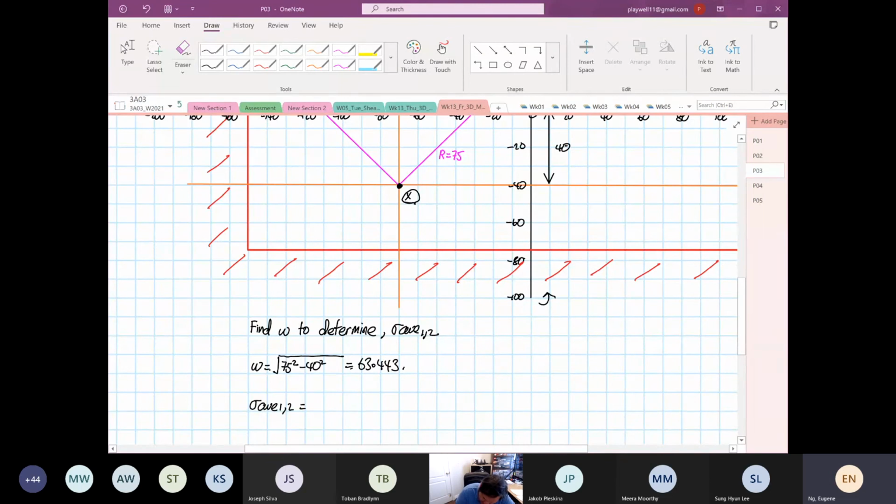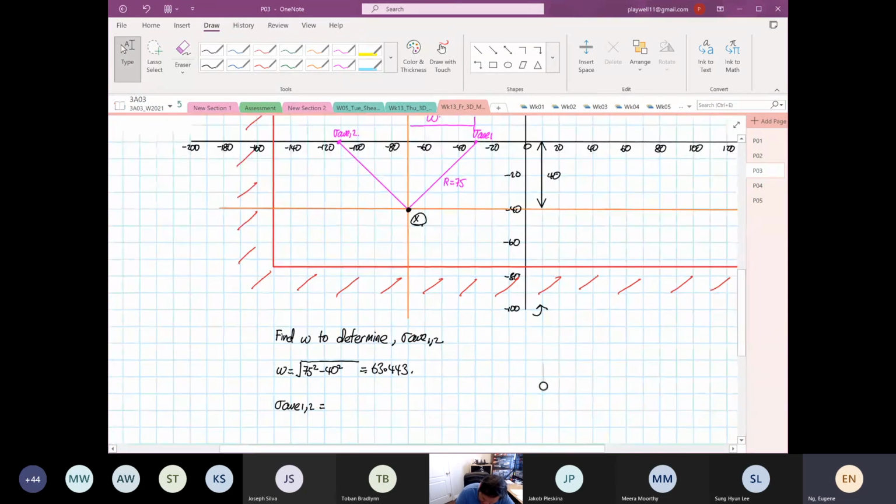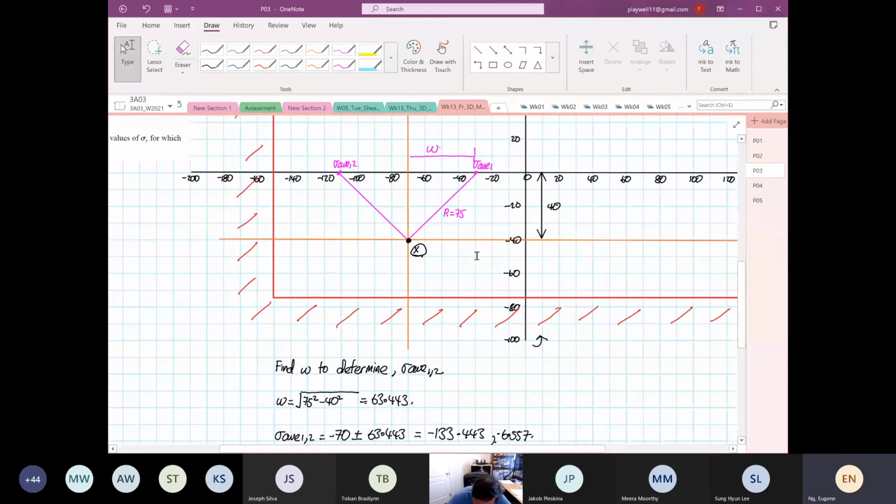So it's equal to minus 70, right? We know that it's from point X, minus 70 plus or minus 63.443. Okay, so minus 70 minus 63.443 is at one point the stress average, minus 133.443, and the other one is minus 70 plus 63.443, which is equal to minus 6.557. Okay, negative. So we know where our stress average is.